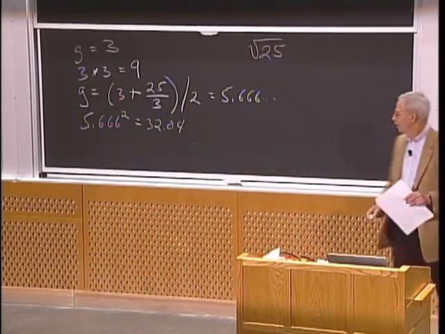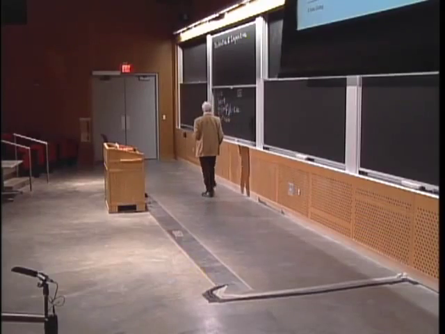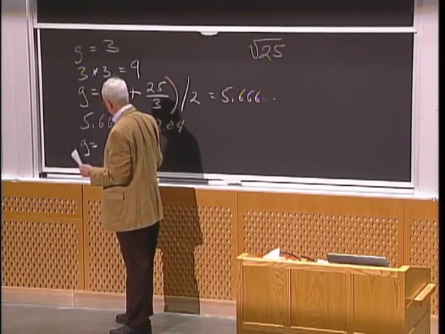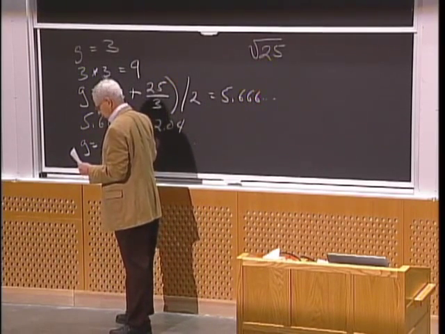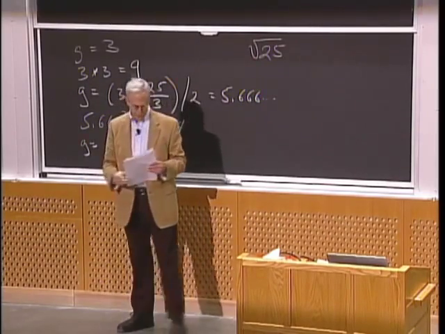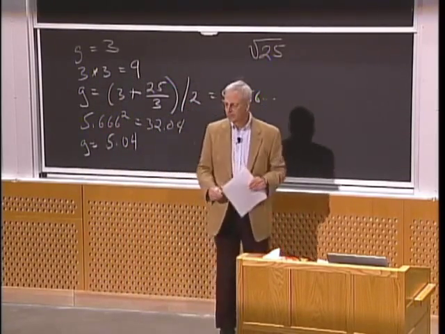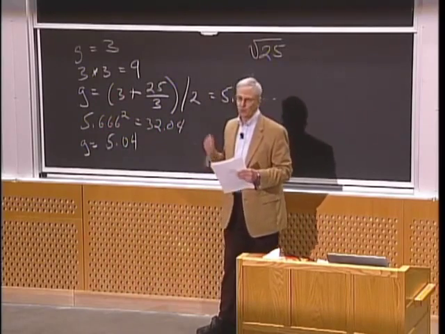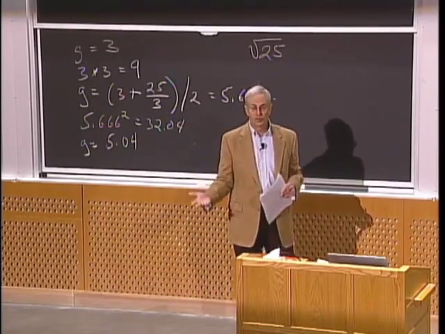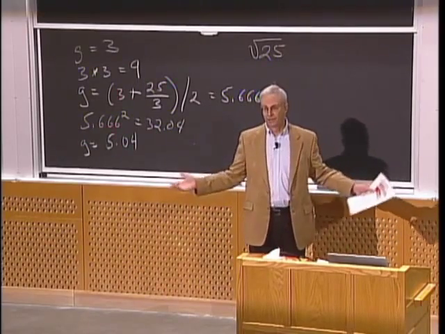So we'll take another step, and we'll set G equal to, well, when we're done with it all, I'm not going to bore you with writing the formula again. It'll be 5.04. If we square that, it's 25.4. We decide that's close enough to 25, and we're done.